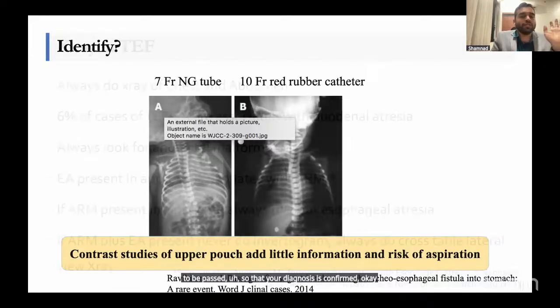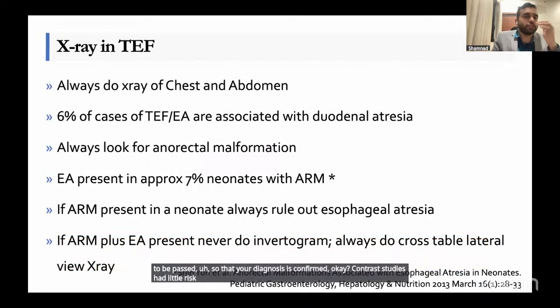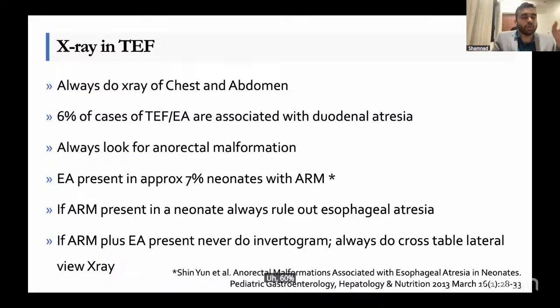Contrast studies have little risk, and also there is risk of aspiration. And always do X-ray of chest and abdomen when you are suspecting TEF, because 6% of TEF are associated with dual atrachia also. Always look for ARM associated.